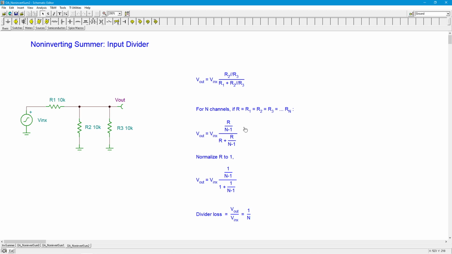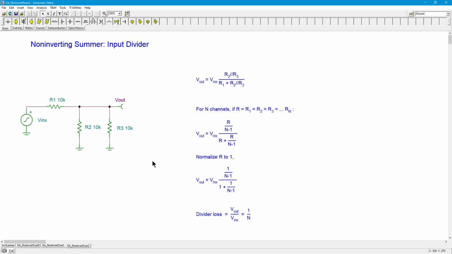Now, we normalize this for R being unity, and that formula turns into 1 over N minus 1 divided by 1 plus 1 over N minus 1. If you multiply through by N minus 1, you're going to get 1 over 1 plus N minus 1, which is going to work out to N. So the end result, the divider loss, in other words V out over V in for any given channel, would be 1 over N.